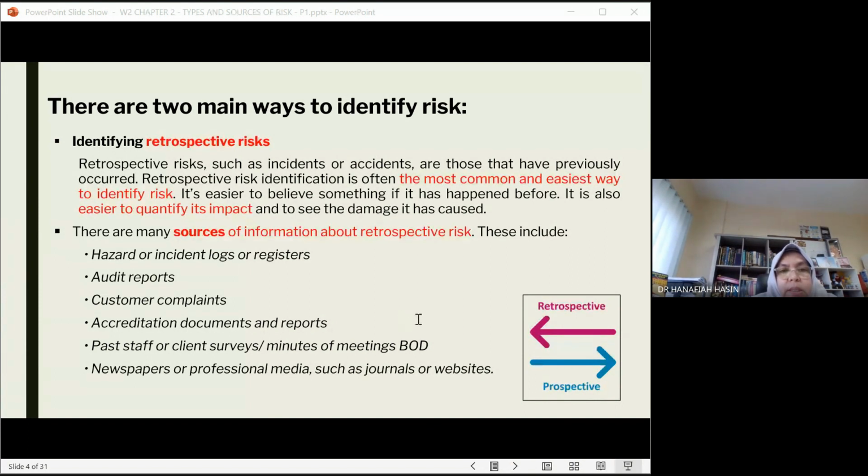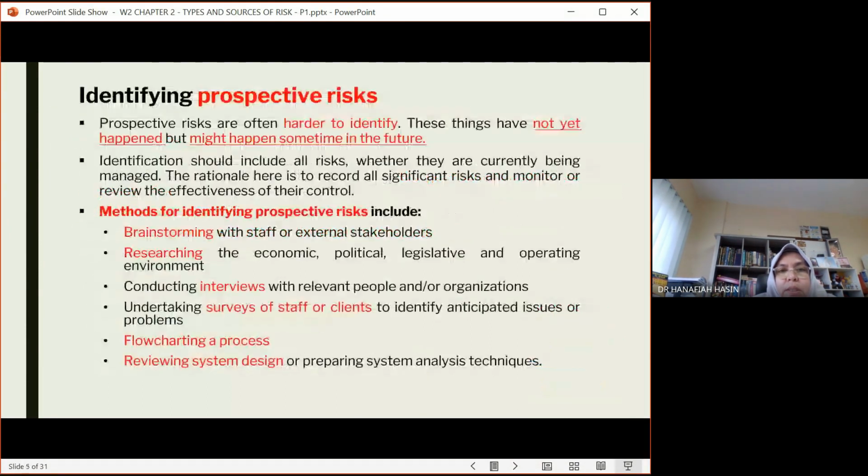If we look at the methods of identifying, there are a few methods. One method is brainstorming with staff or external stakeholders to identify the potential risks. This approach can help you to identify potential risks that may not be immediately apparent to the management team. Maybe you are not aware of it.